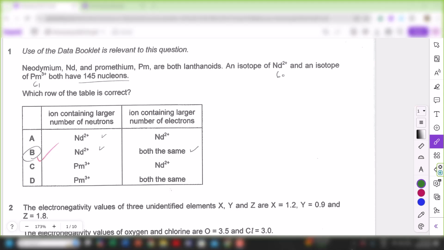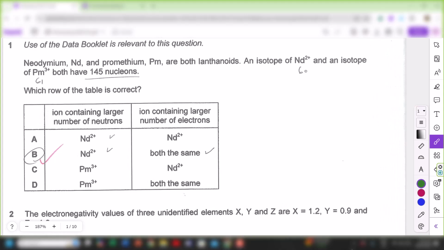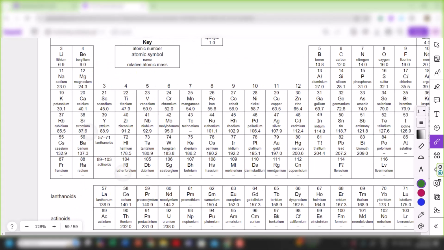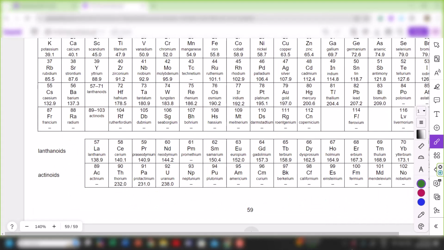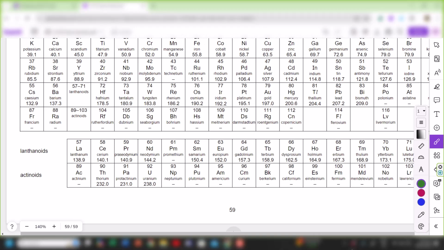Okay, so we'll take a look at question 1. For question 1, you have neodymium, Nd, and then you have promethium. They are both lanthanoids, what we call the further transition elements. You might want to take a look at the data booklet to see where they belong. So you can find them over here.